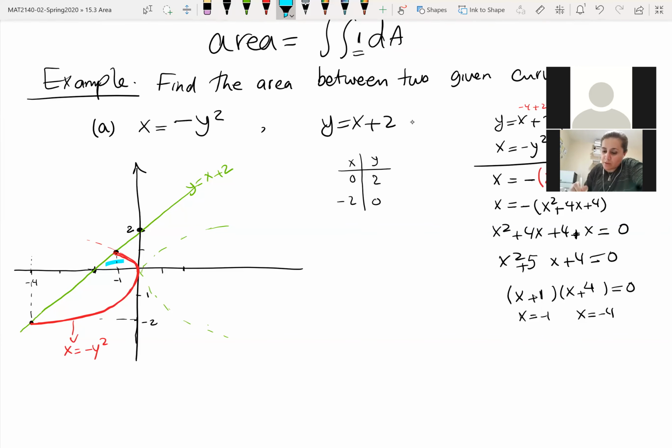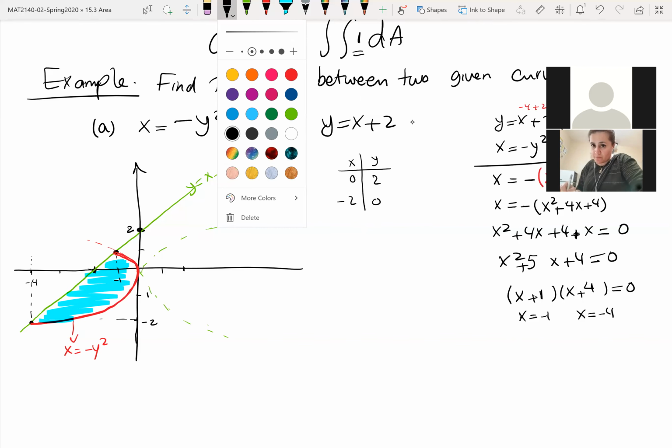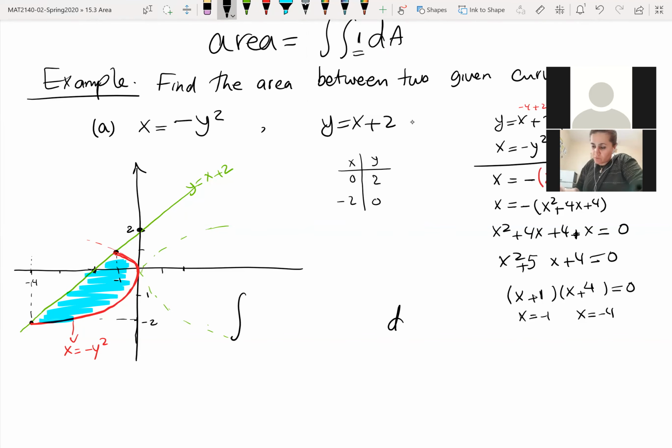Okay, so that's my region of integration. Is it type 1 or type 2? Type 2. If it is type 2, it means I have to set the limits of integration for x first. The minimum value of x is right here, and the maximum value of x is right there. So you are moving all the way from negative 4 to 0, and then dy.